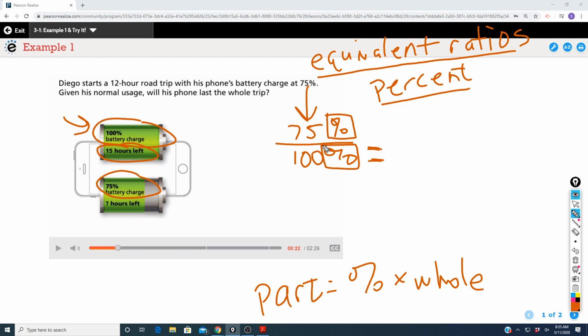On the right side, what do you not know? How many hours are left? You're trying to find out how many hours a 75% battery charge will give you. So on one side, like we talked about, are the percentages: 75% over 100%.